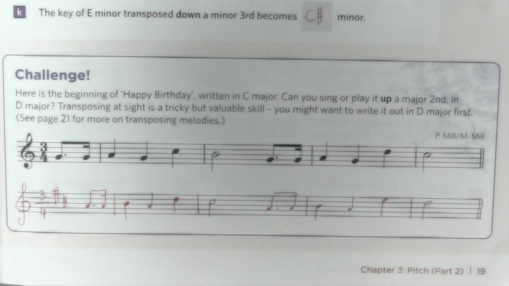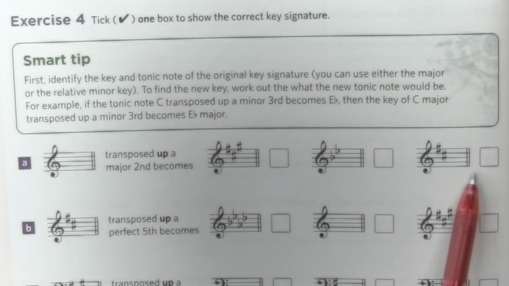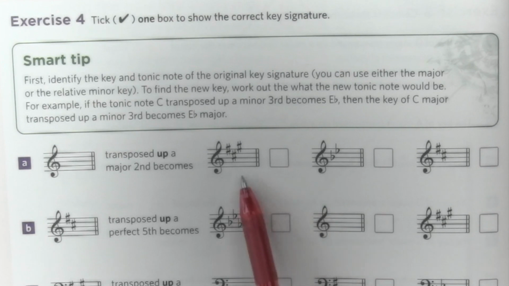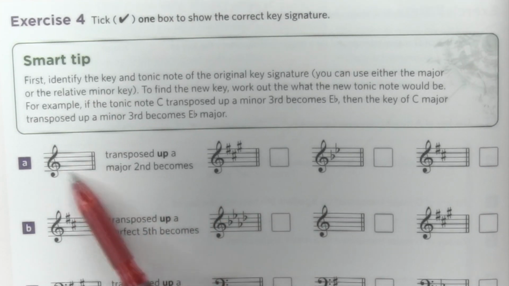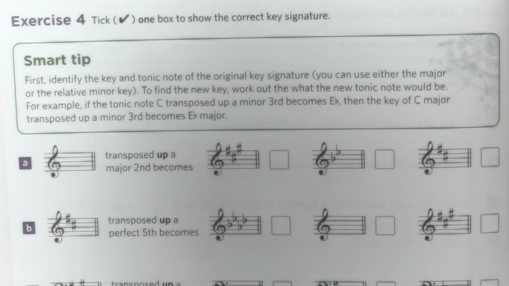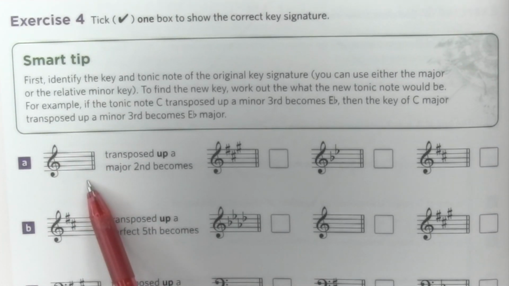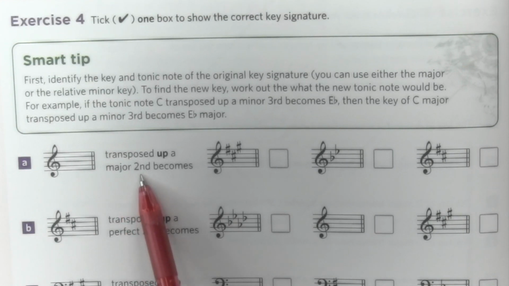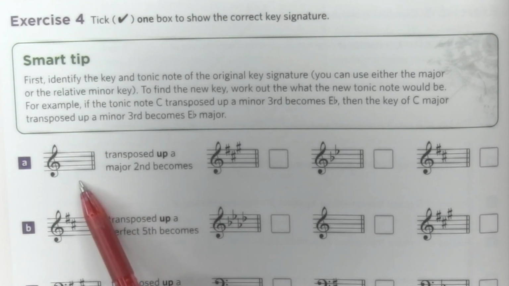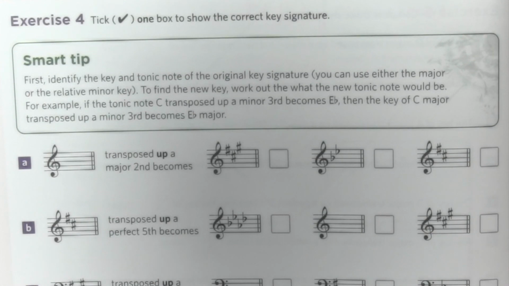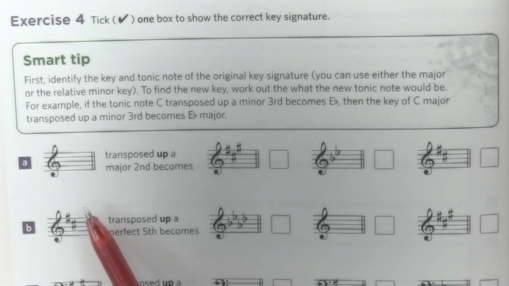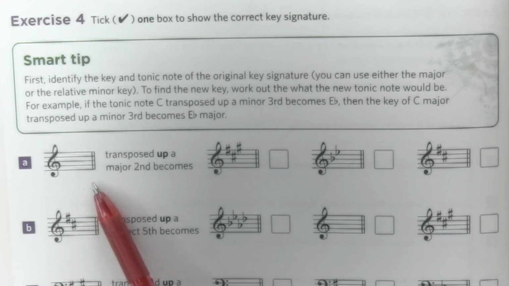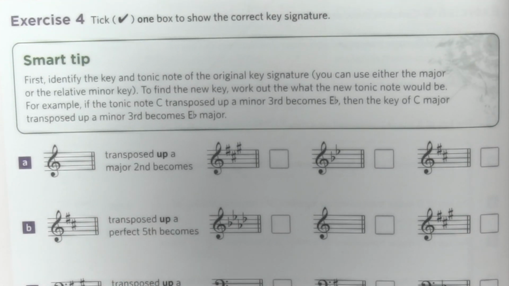Let's move on now. In exercise 4, we need to tick one box that shows the correct key signature that is asked here. So this is the key signature of C major, and we need to transpose it up by a major second. A major second from C major is Do. A major second up from Do is Re. So a major second up is D major, and D major has 2 sharps.